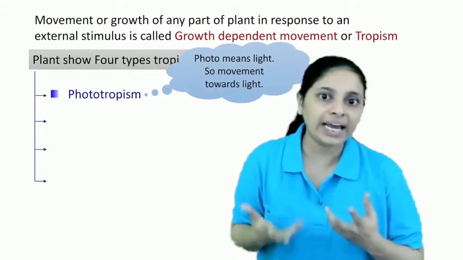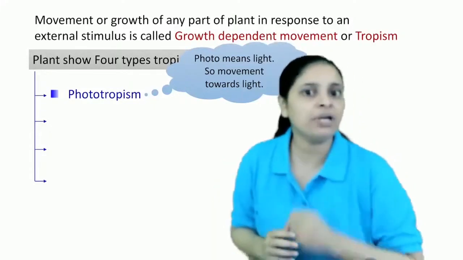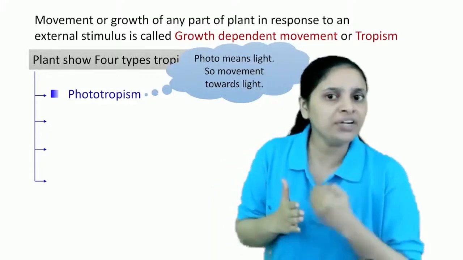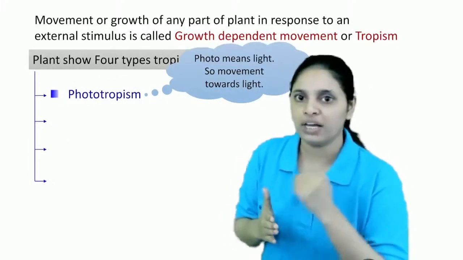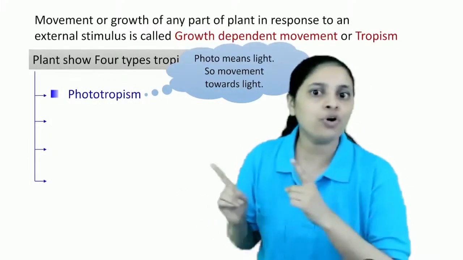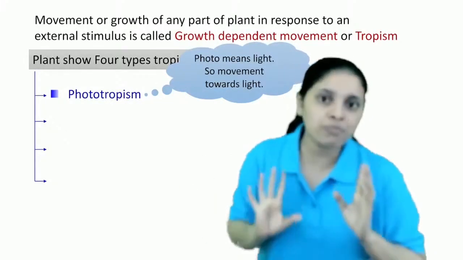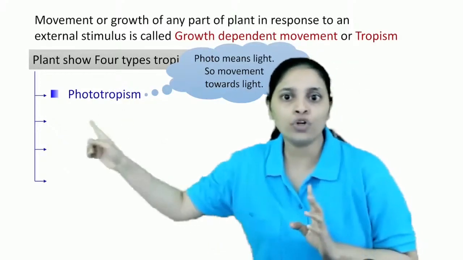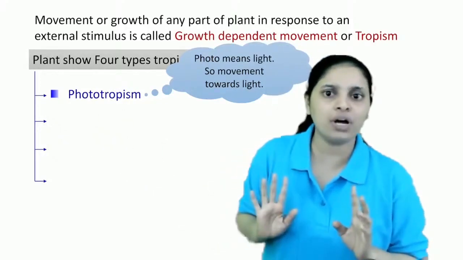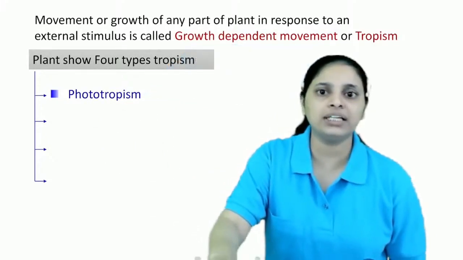Photons means light. So what will be the stimulus? Here light will be the stimulus and movement will occur with respect to the presence or absence of light. So this is phototropism. Tropism है मतलब ये ट्रॉपिक मूवमेंट है, मतलब यहाँ पे ग्रोथ इन्वॉल्व है. और फोटो का मतलब यहाँ पे स्टिम्युलस क्या होगा? लाइट. सही बात है. अब दूसरा टाइप देख लेते हैं.